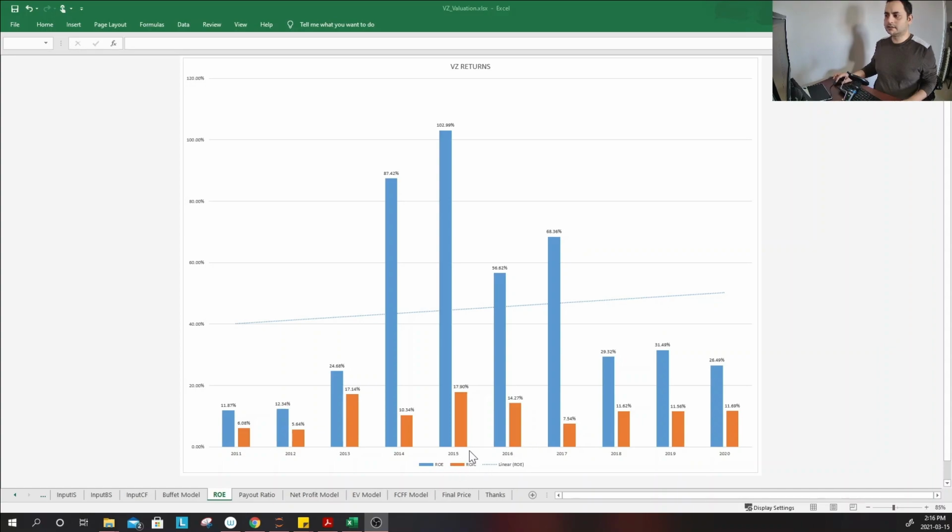And then the orange is the return on invested capital, and it's in double digits. Somewhere around 2017 it dropped, but overall it is above 10, and sometimes it is even close to 20, which is pretty good. This is a dividend-paying stock.